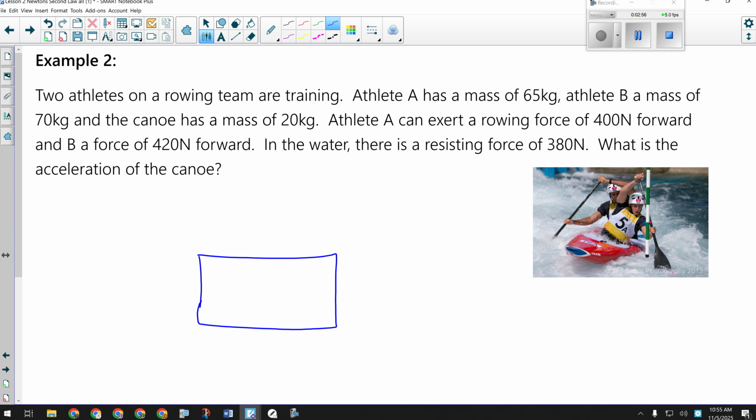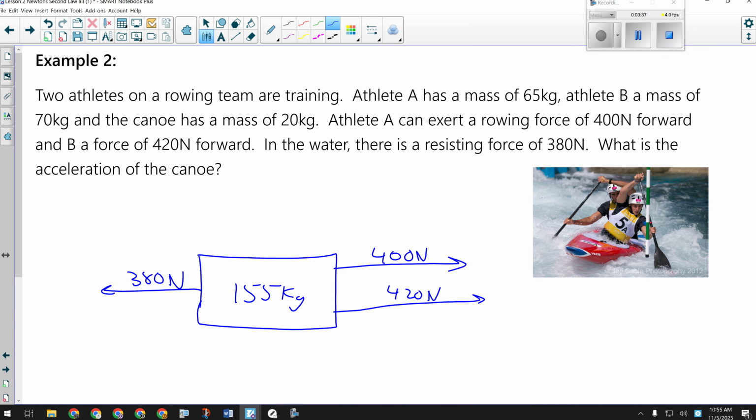So we got 65, 135, and another 20. So 155 kilograms, if my mental math is right. So I got 155 kilograms worth of mass being accelerated. Athlete A can row 400 newtons forward, so there's one forward force acting on the canoe. The second athlete can exert 420 newtons, so just ever so slightly longer, 420 newtons forward. And in the water, there is a resisting force of 380 newtons. So resisting means going the other way.